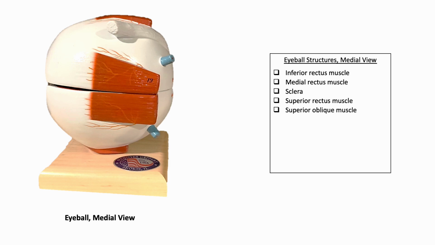Now we're looking from the opposite side. We're looking at the medial view. So this would represent my medial rectus muscle. Again, below would be the inferior, right? And above would be the superior rectus. And then I can see this oblique muscle right here. And since it's on the top side, I know that's the superior oblique muscle.